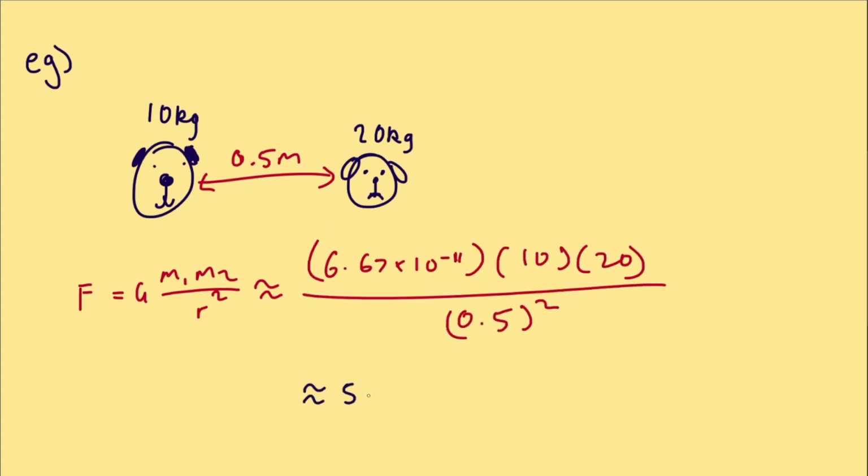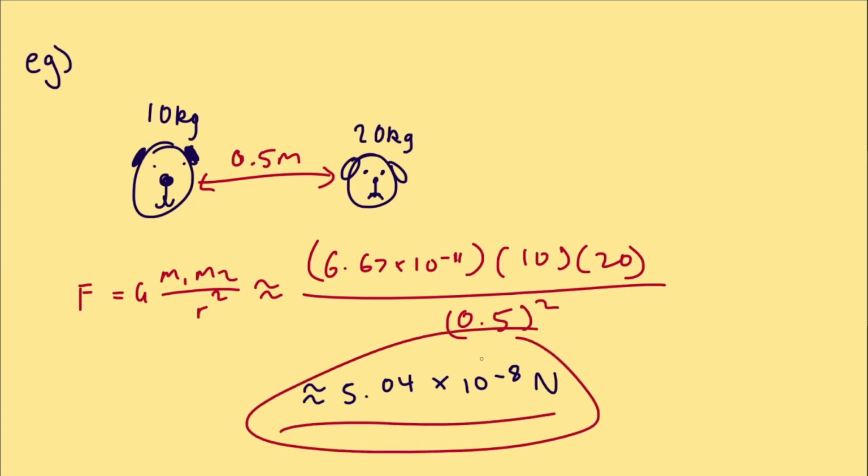This is roughly 5.04 times 10 to the negative 8 newtons. This number is so small that it's unnoticeable. You cannot notice these two dogs attracting each other. And even if you did care about this tiny force, usually forces like friction and tension in muscles are way stronger. So this gravitational attraction between these two doggies is impossible to see.